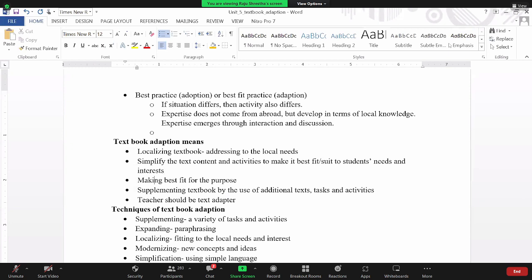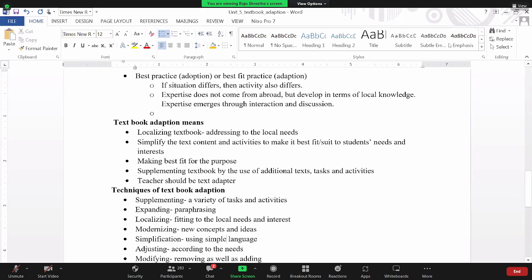So text adaptation means making it best fit for the purpose, supplementing some additional texts and activities. So this is what text adaptation. Techniques of textbook adaptation, like we can supplement some additional resources, texts and activities we can add here. Supplementing, we mean to fulfill the learning needs of the learners as expected by the curriculum.